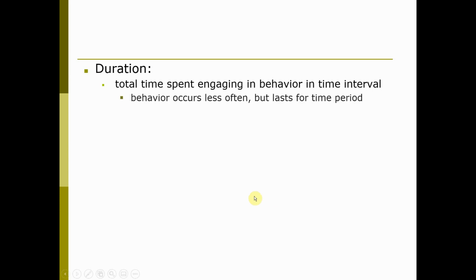Now, frequency was one way to measure amount. Duration is another way to measure amount. Now with duration, we're looking at total time spent engaging in a behavior in a time interval. So thinking back to that last example, it wouldn't be how many times somebody is engaged in snacking, but how much time is spent snacking. Now this is good for behavior that occurs less often but lasts for a time period.